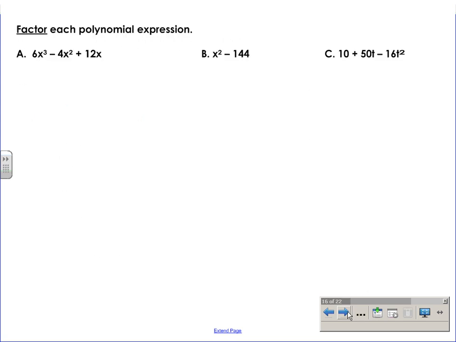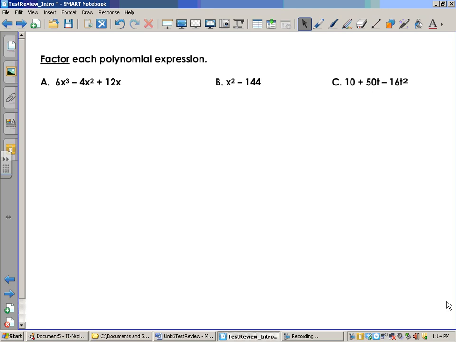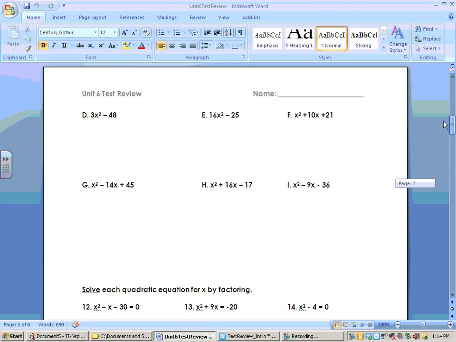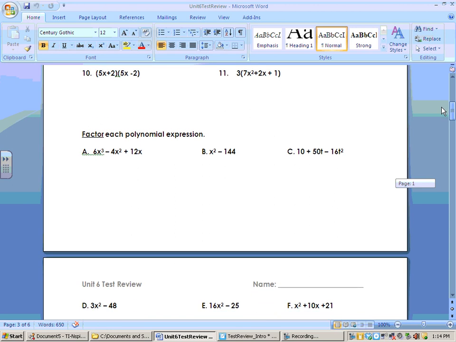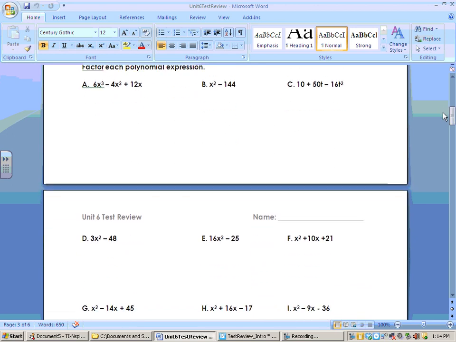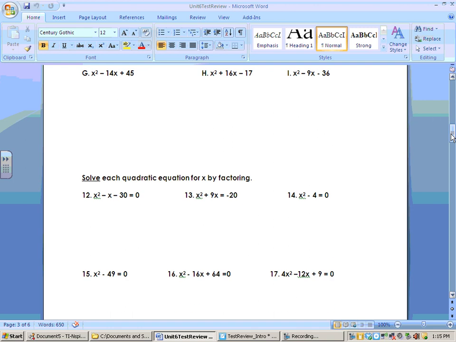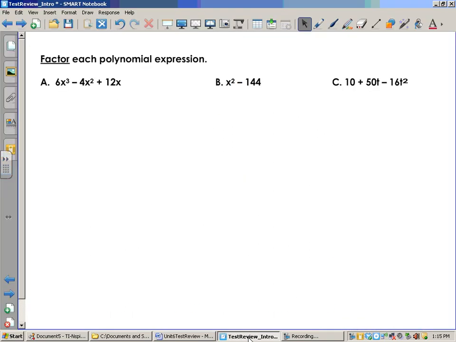Now, if you look on your test review, there's a section that has no number. I did that on purpose. It says factor each polynomial expression. So you can think of this as the factoring section of the test review. It's got just letters, no numbers. So in the factoring section, if you turn there on the bottom of page 1 and into page 2 of your test review, we're going to do those problems.